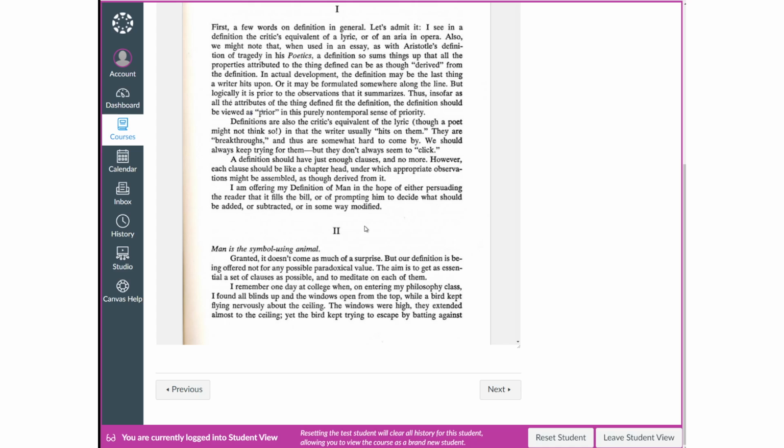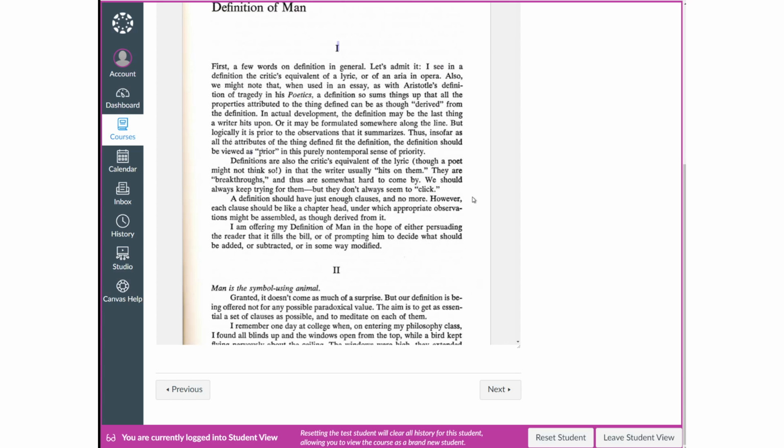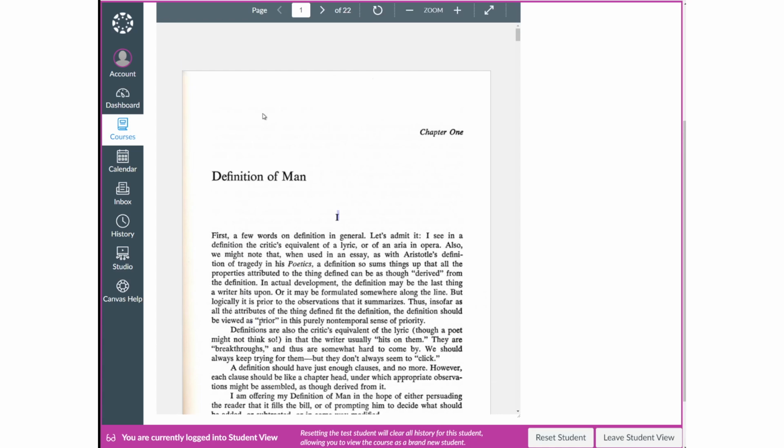If there's nothing else you can get read through on this, take a look at the first 2 Roman numeral sections. You'll see after you read the first 1 or 2 sections that Burke is essentially using 5 different sections to try to define man. Man is the symbol using animal, as you see here, is the first clause of 5 clauses of his definition. But if you can do nothing else, read through the first section, right? A couple, 4 paragraphs or so, and then read through the second section. And that's going to be a pretty good chunk, and it should be challenging enough, right?